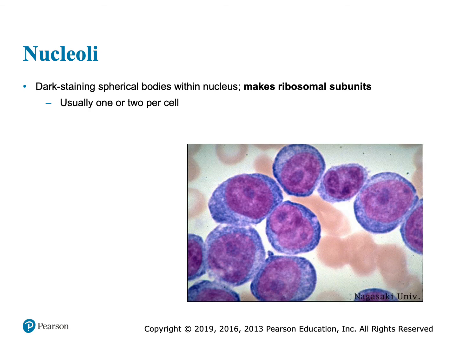Nucleoli, again, making ribosomal subunits. There's usually just one or two per cell. You don't want this picture to be part of your life. This is lymphosarcoma. Let's start with this. This is just one, although I see a second one here, but they're not the same size. This has 2 nuclei, not normal. So 1 nucleus, 2 nucleus, and they each have a nucleolus in it.